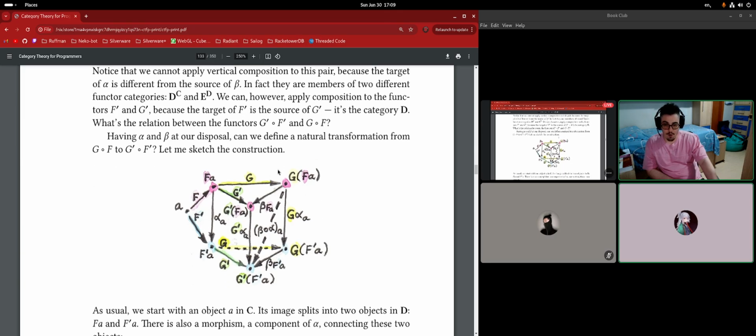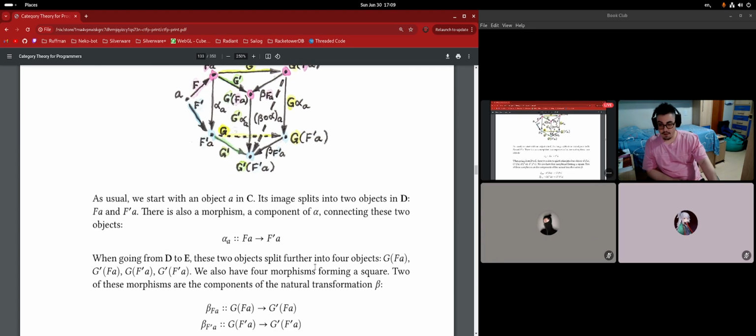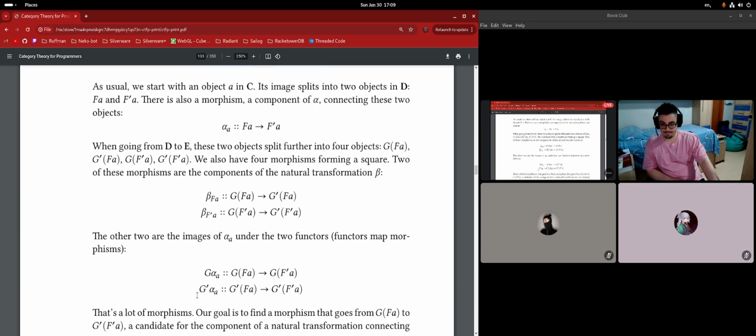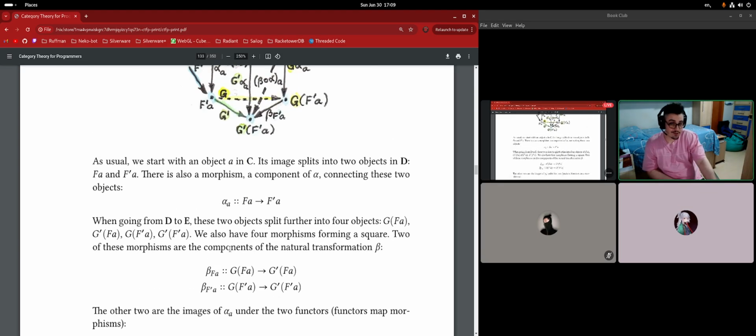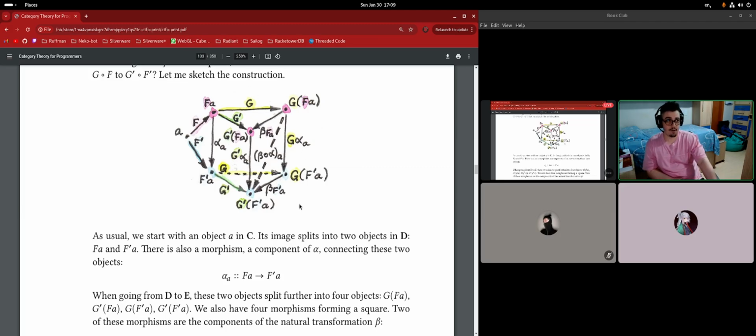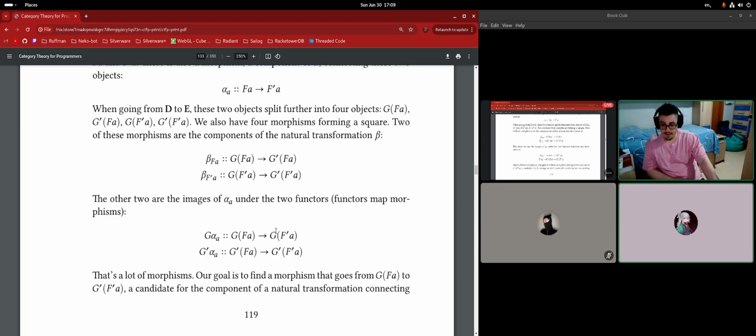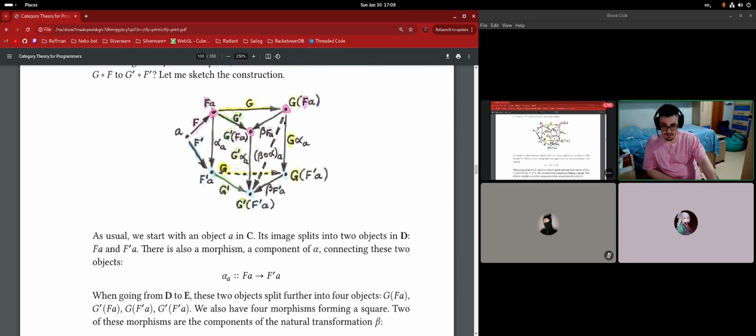And the question is, can we go from this point here to this one down here? We're trying to define that diagonal there, basically. So you want to see if there's a connection between G F of a and G prime F prime of a. That's a lot of morphisms, but it should make sense. This is not that hard. It's just a matter of writing that down. It's geometry, basically. So our goal is to find a morphism that goes from G F a to G prime F prime a, which is this dotted one, the diagonal.